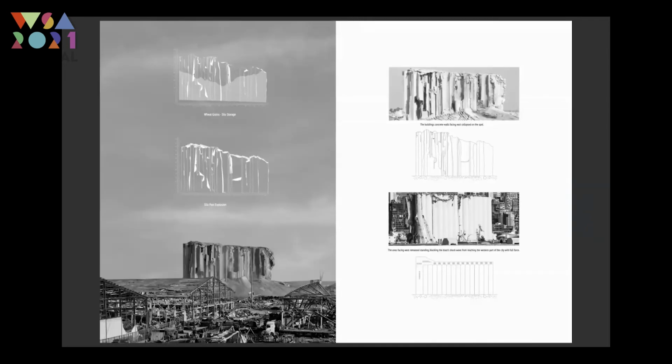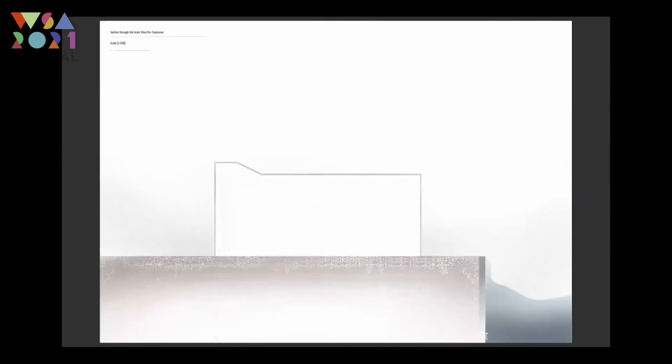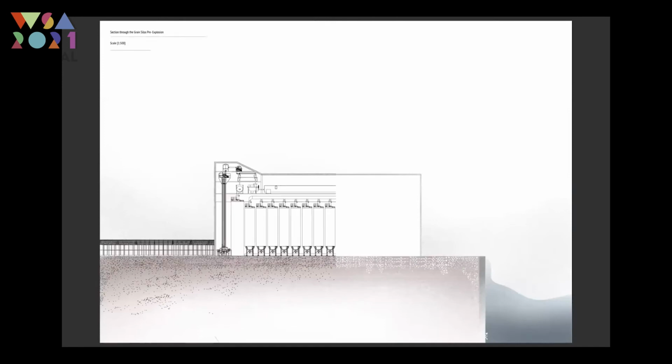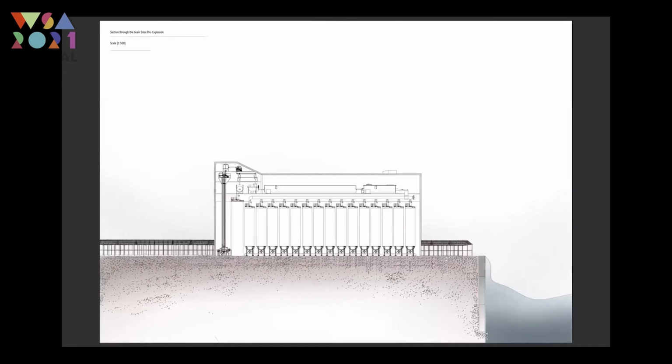The grain silos in the port have protected the western part of the city. The robust structure's concrete walls facing east collapse on the spot of the blast. However, the ones facing west remain standing, blocking the blast shockwave from reaching the western part of the city with full force. The silos grain facility at the port of Beirut used to store 85% of Lebanon's cereals.